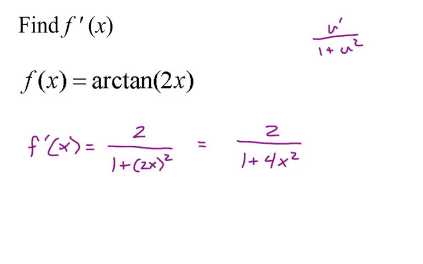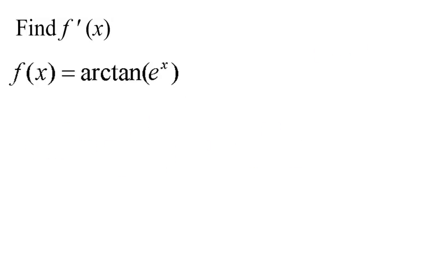All right, let's look at our next one. Give this one a go on your own. Pause and try on your own first. All right, welcome back. This time our derivative of the inside goes on top. That's just e to the x. And on the bottom, 1 plus e to the 2x. All right.